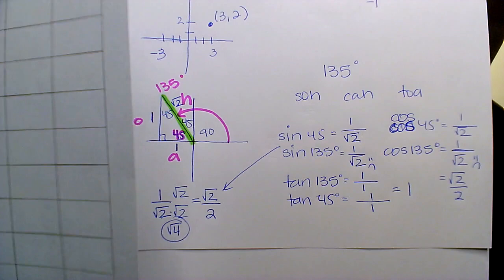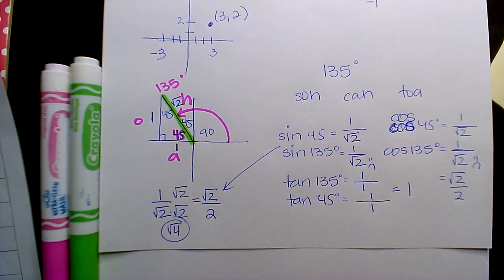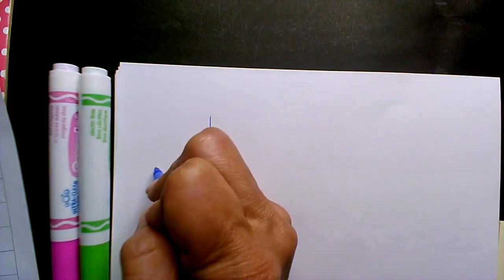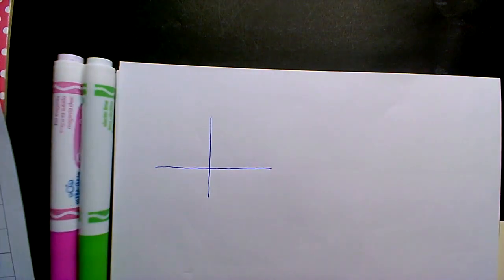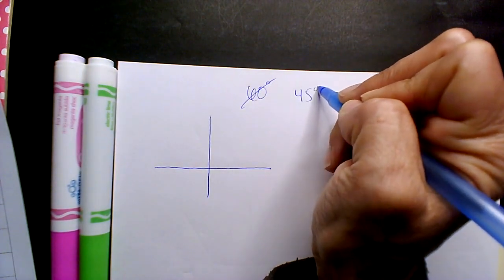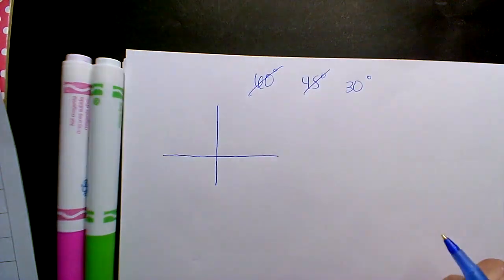Okay, and then keep going. At this point, it's going to be like an 18-20 minute video. Okay, so then 150, right? So we did the 60, we did the 45 degrees, so now I need to do the 30-degree angle.